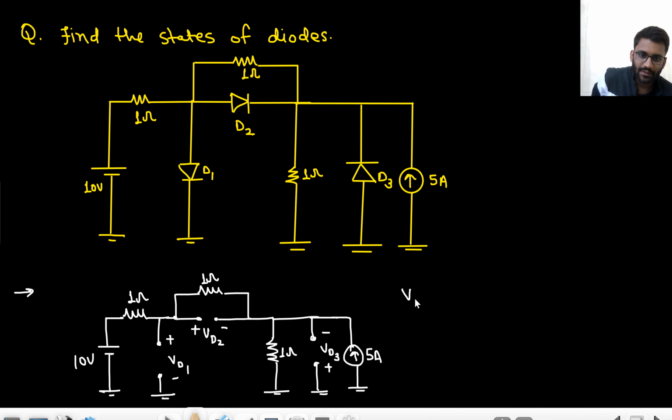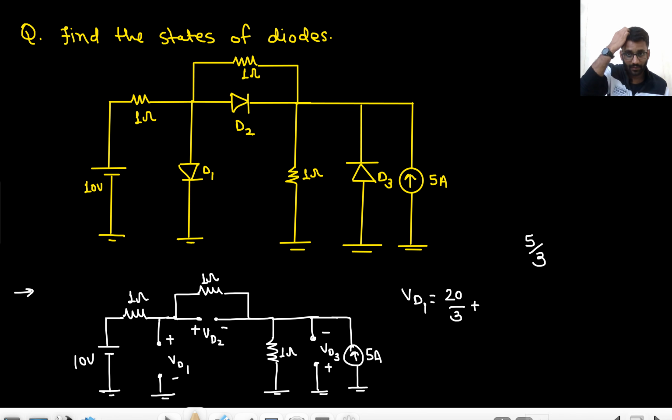So let's first find out VD1. If I consider only 10 volt, what will be VD1? 20 by 3. And if I consider only 5 ampere, what will be VD1? 5 ampere in this branch will go as 5 by 3. Yeah, 5 by 3 into 1. Okay, you can use nodal as well.